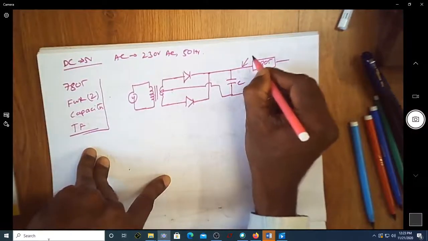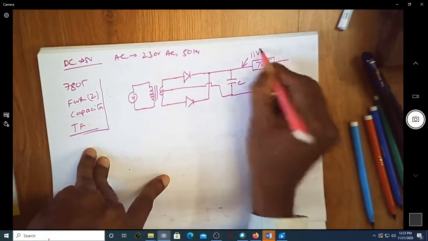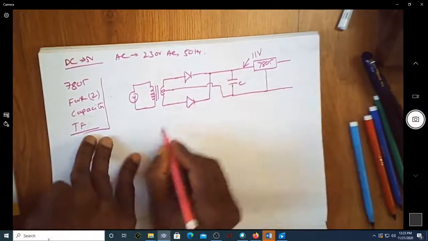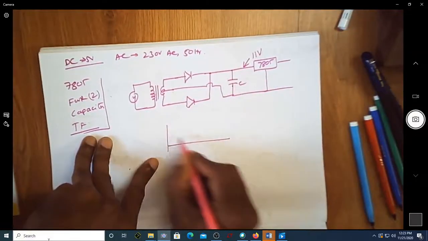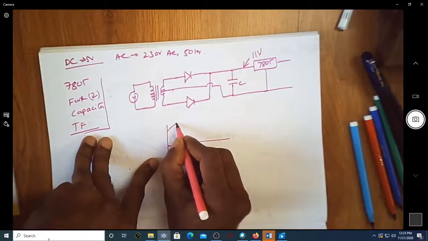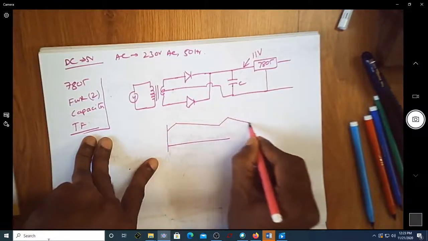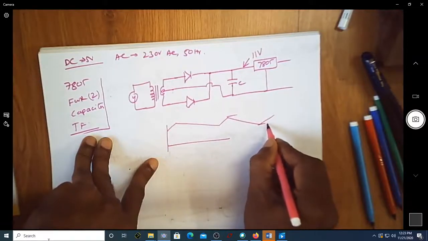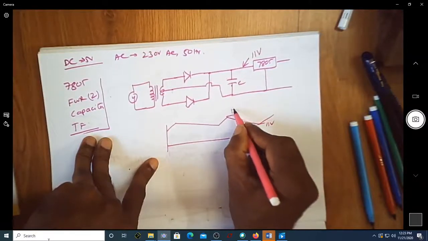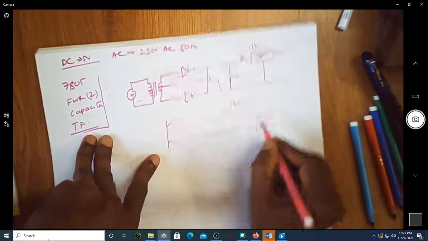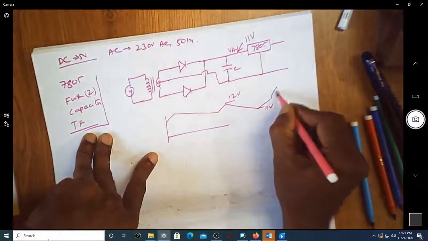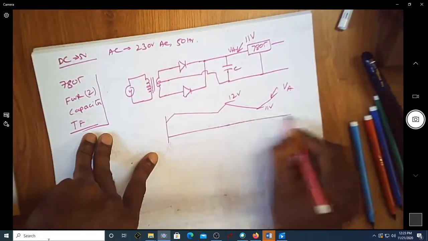So the minimum voltage required is here 11 volt. Assume that. So the waveform what you are getting at this point just goes like this. I want this to be 11 volt, and let this be 12 volt. So this is the capacitor voltage. If you say this as VA, this is how VA looks with respect to time.